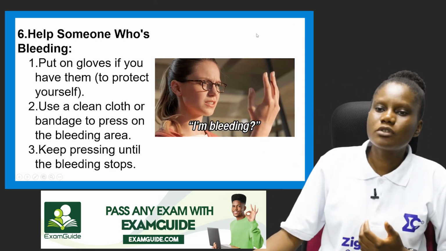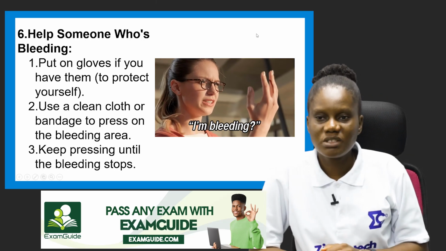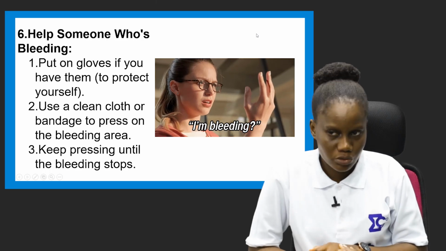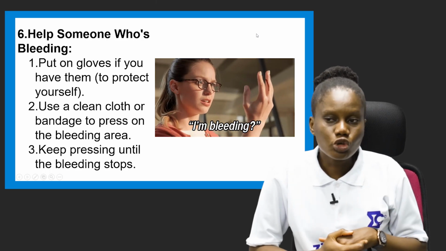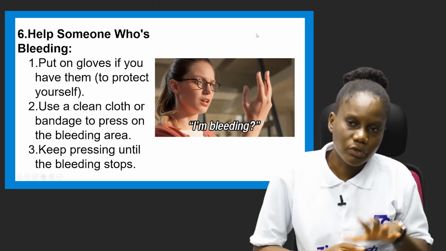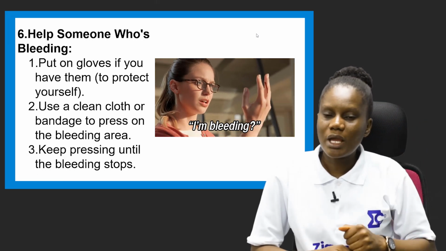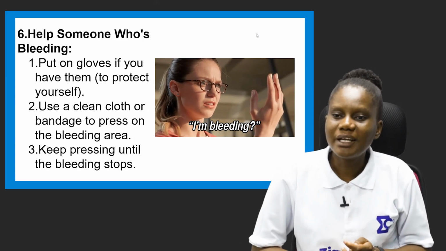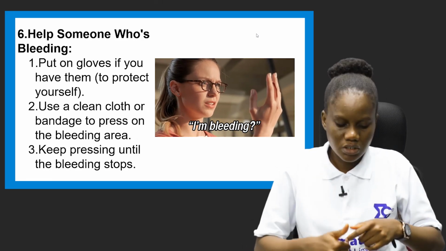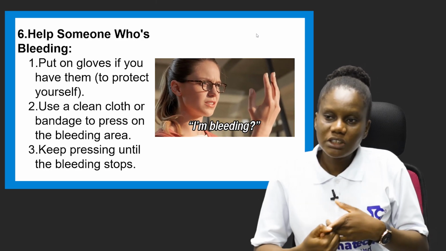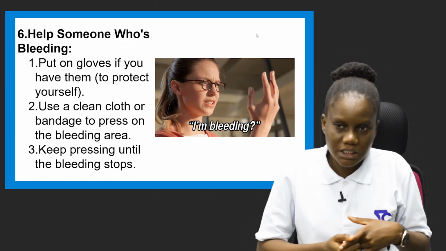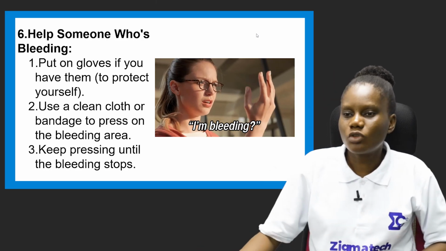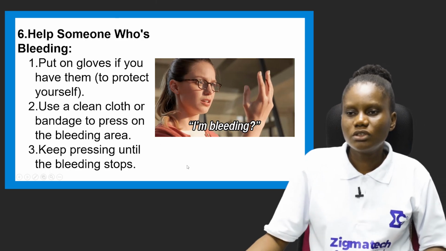Number six, help someone who is bleeding. How do you help someone who is bleeding? Put on gloves if you have them to protect yourself. I said this earlier on. You need your protection first before you help them. Then use a clean cloth or bandage to press on the bleeding area. This way, the pressure you are applying will help to stop it from further bleeding. Then keep pressing until the bleeding stops.